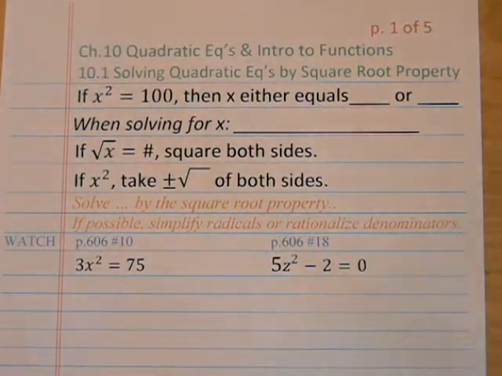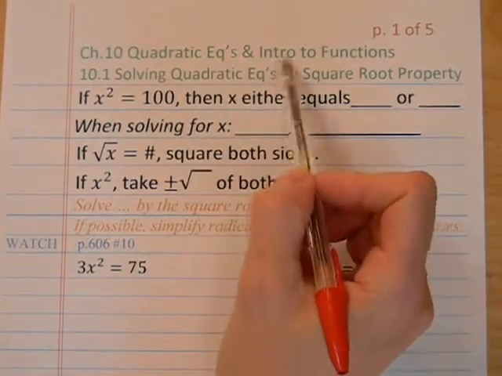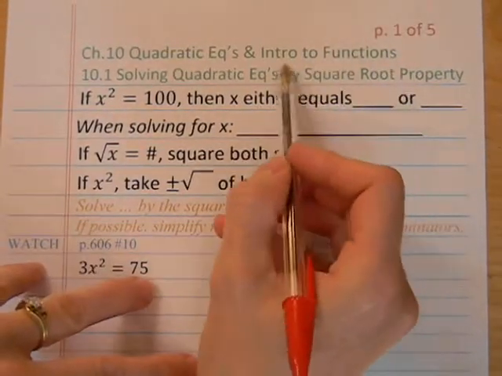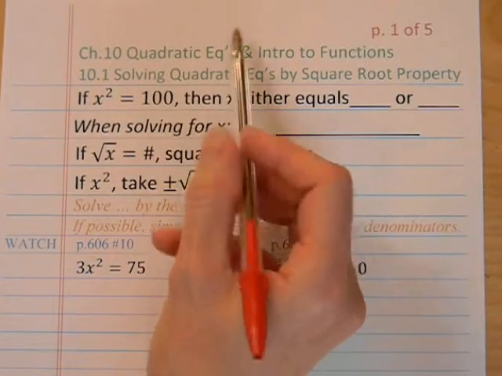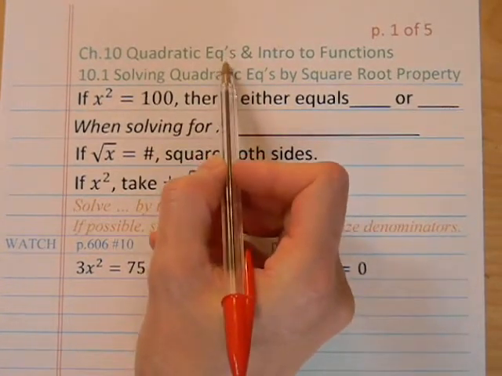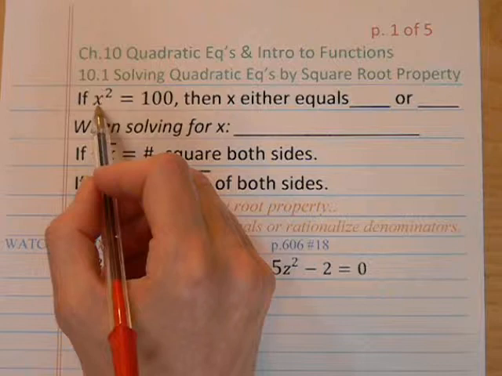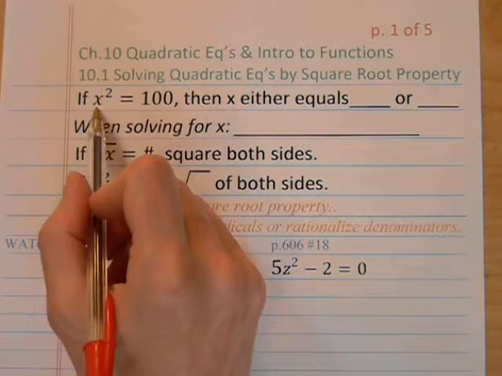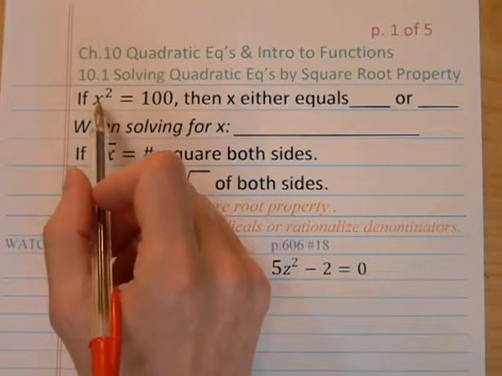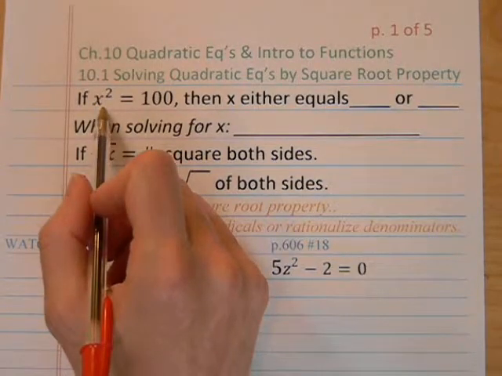Welcome to Chapter 10, Quadratic Equations, Intro to Functions. We'll finish up with a little bit of function information, but most of this chapter will focus on quadratic equations. We've done a little bit of these already. It just means there's an x squared piece involved. In Chapter 7, we looked at using factoring and the zero product property to solve for x to find our answers.